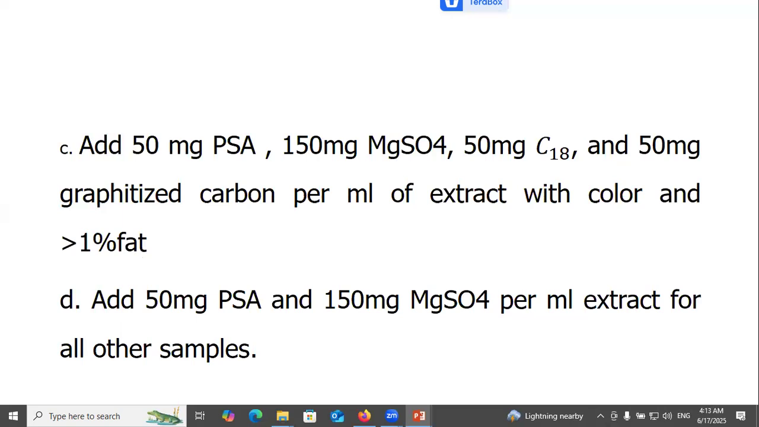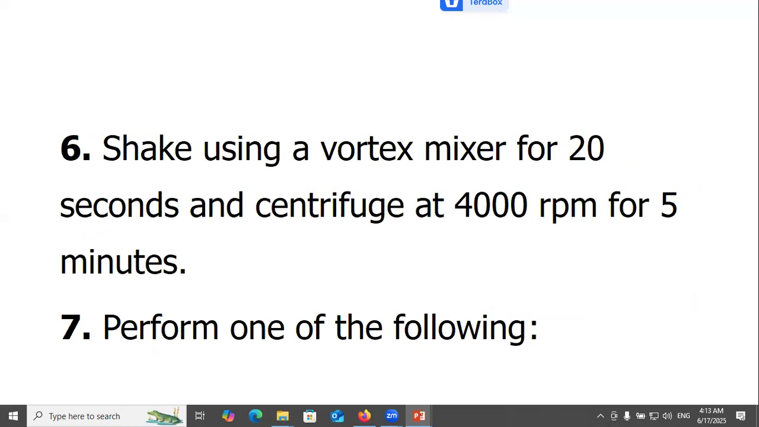Add 50 mg PSA, 150 mg magnesium sulfate, 50 mg C18, and 50 mg graphitized carbon per ml extract for samples that are colored and have greater than 1% fat. Add 50 mg of PSA and 150 mg magnesium sulfate per ml of extract for all other samples. Shake using a vortex mixer for 20 seconds and centrifuge at 4,000 rpm for 5 minutes.